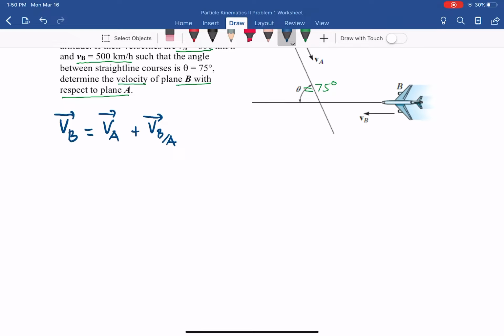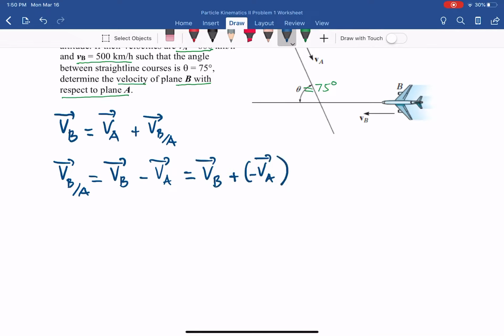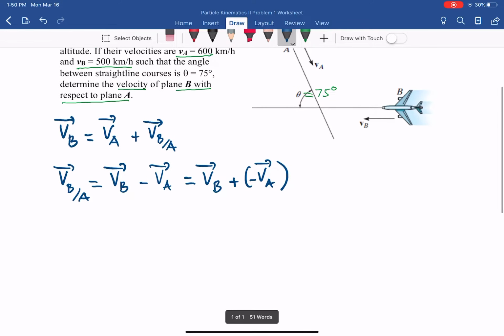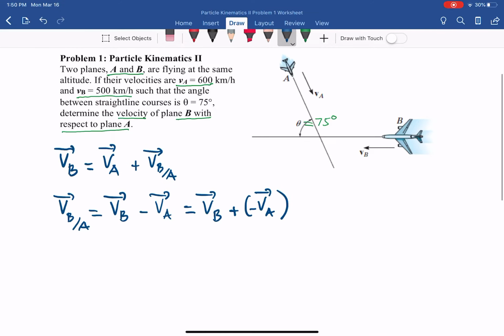So from that, as you can see, VB equals VA plus VB relative to A. And with that, I can rewrite that equation as VB relative to A equal to, I kick VA to the other side, so I have VB minus VA, or I can write VB plus negative VA. And as the method implies, we use graphical, so we can draw something, right? Draw graphic. So let's draw that.